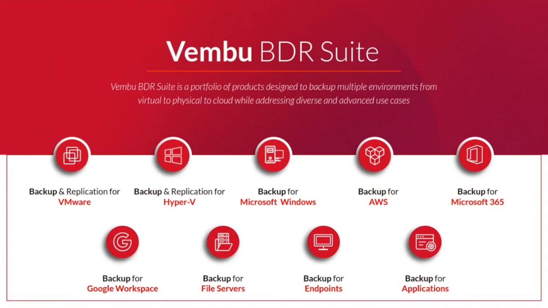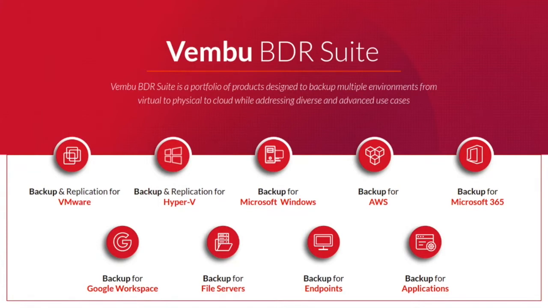The first one is backup and replication for VMware from the BDR backup server itself. So you can configure the backup and replication for your VMware virtual machines. Then backup and replication for Hyper-V, so you can configure backup and also replicate the virtual machines from one Hyper-V host to another. Then you can configure the backup for Microsoft Windows, so image level backup for your Windows servers and workstations. Then you can configure the backup for your AWS EC2 instances.